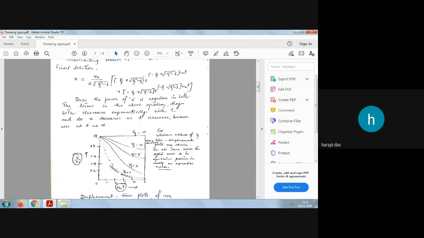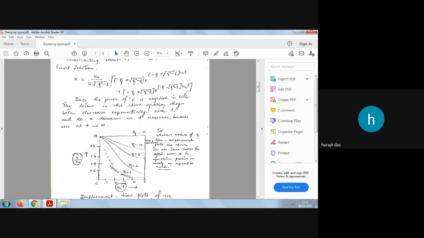So what you can say is that since the power of e is negative in both the terms of the above equation, they both decrease exponentially with t. And so x decreases as t increases. Understood? So x decreases as t increases, and becomes 0 at t equals infinity. So when t equals infinity, the motion is 0.